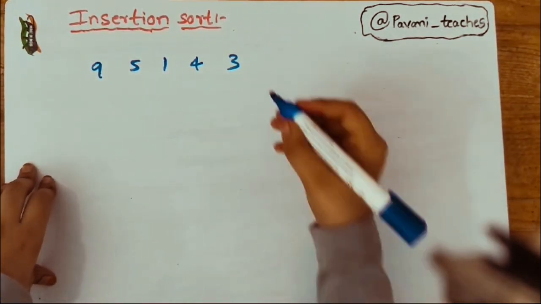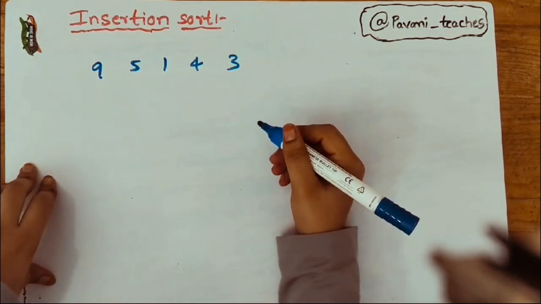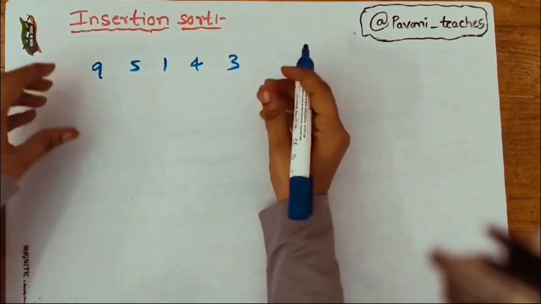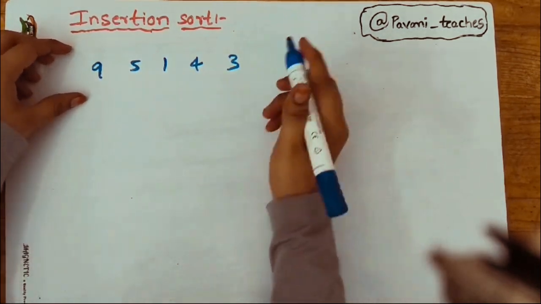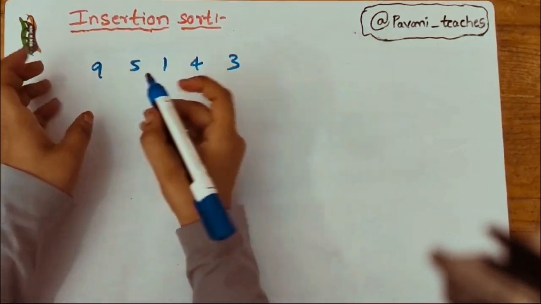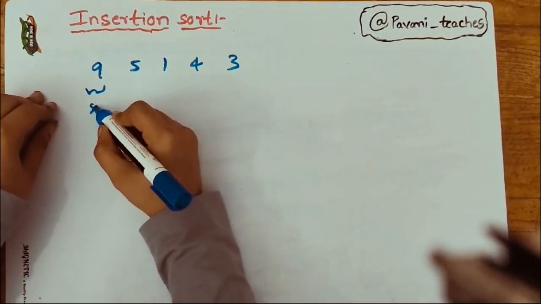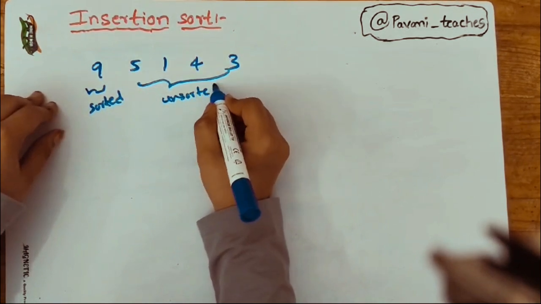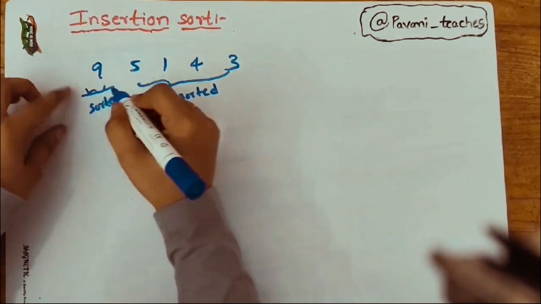Today I am explaining insertion sort in data structures. This is a comparison based sorting algorithm. First we have to take an array. After taking the array, we have to divide the given array into two parts, that is sorted and the remaining elements as unsorted. We have to take only the first element as sorted at the beginning.